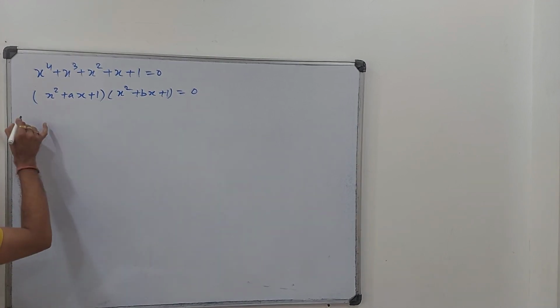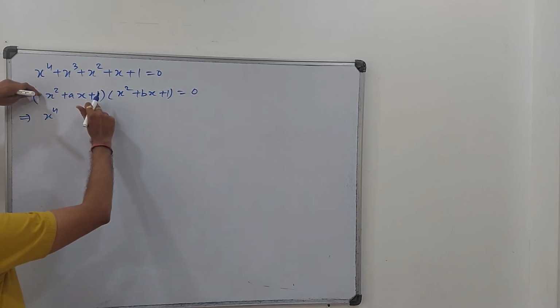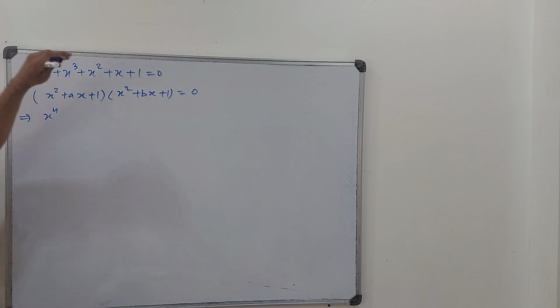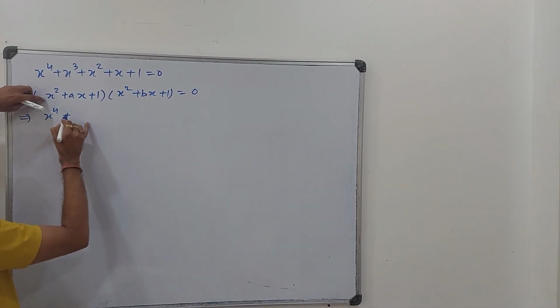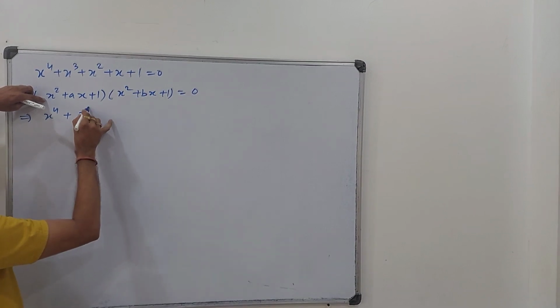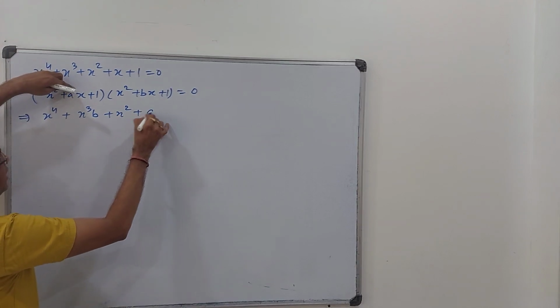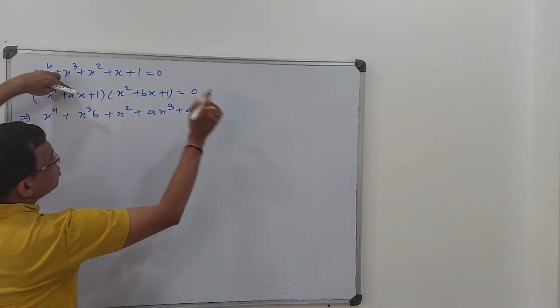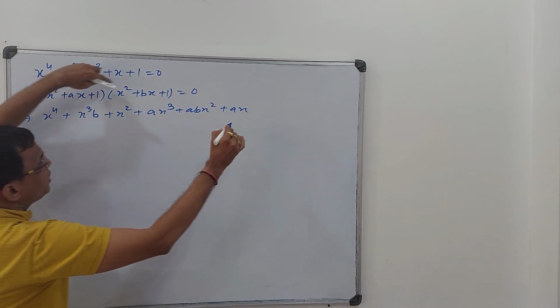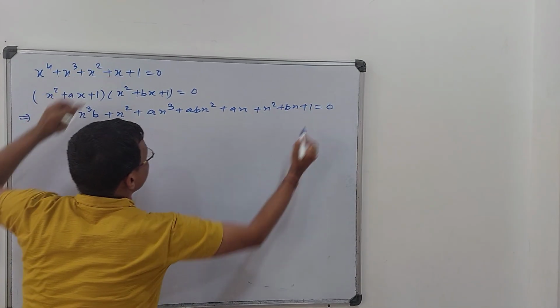So I am just multiplying individually, which gives me x power 4. See, here 3 terms and here 3 terms, so in total individual multiplication will give us 9 terms. So x power 4 plus x square into bx, so bx cube, plus x square into 1 is x square, plus ax into x square is ax cube, plus abx square, plus ax into 1 is ax only, and 1 into this is all this, x square plus bx plus 1 is equal to 0.